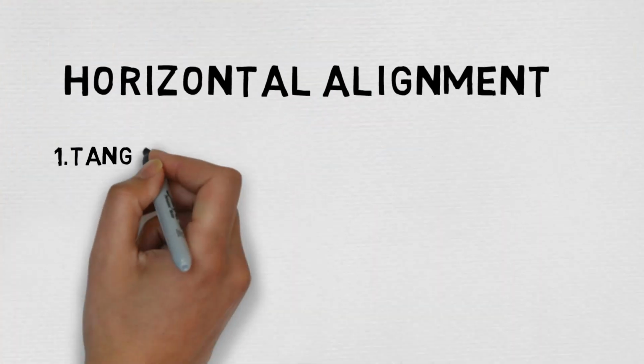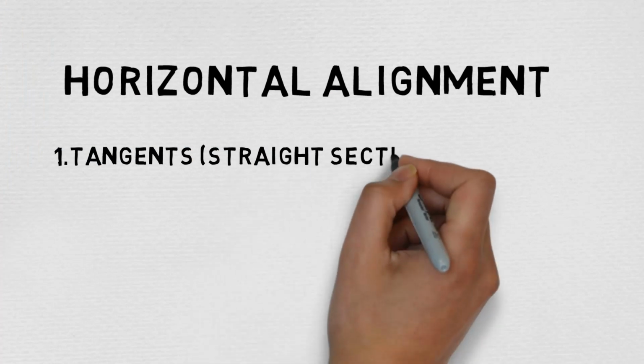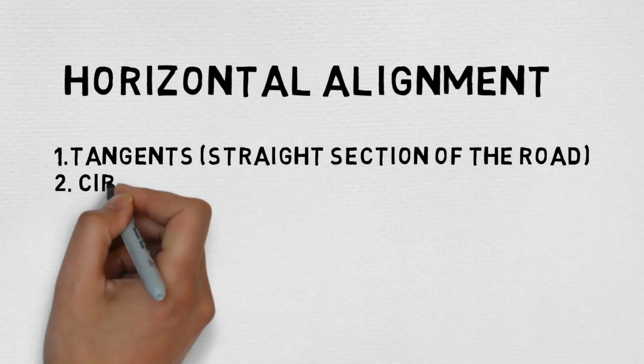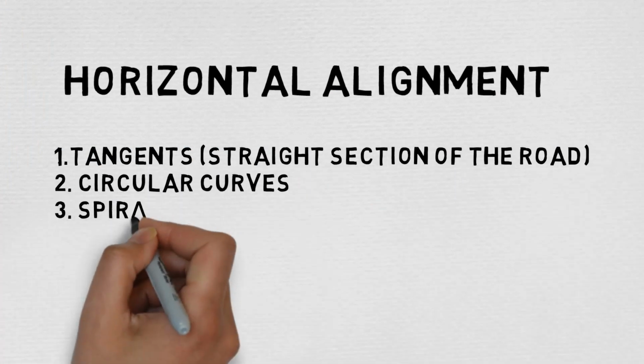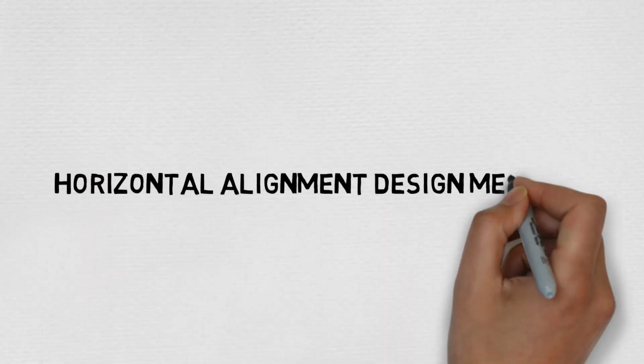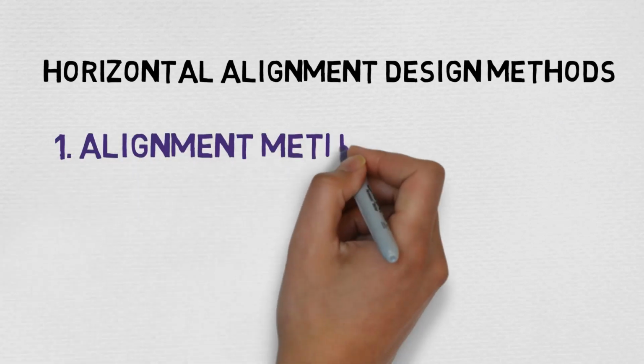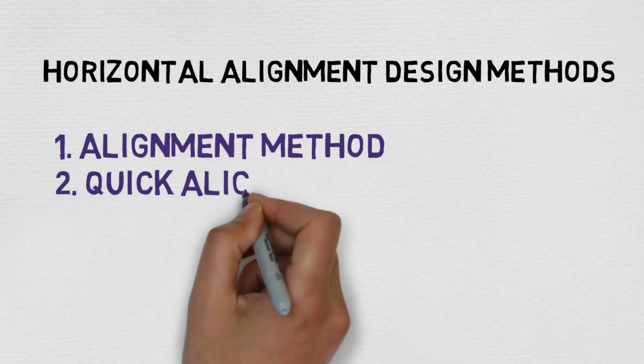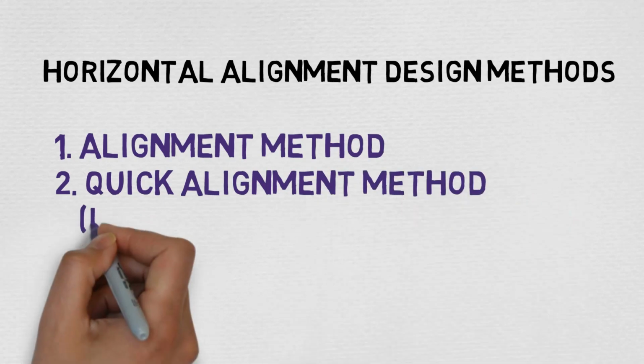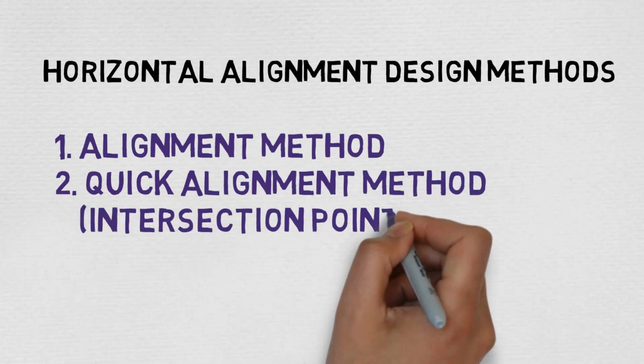This is about horizontal alignment. Horizontal alignment consists of tangents, that is, the straight sections of the road. It consists of circular curves and spiral transitions. For the design of the horizontal alignment in MX Road, there are two methods. First is the alignment method and the second is the quick alignment method, which is also called the intersection point, IP or PI method.